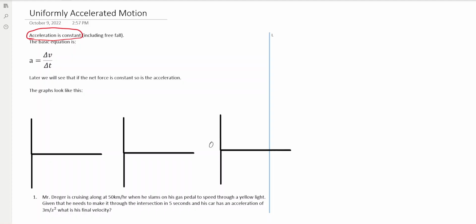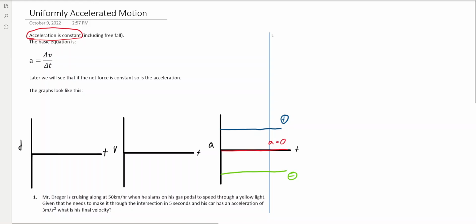If this is our acceleration versus time graph, this is our velocity versus time graph, this is our displacement versus time graph, then we should start with acceleration because acceleration is constant. Now, it could be that acceleration is constant and it is positive. It could be that acceleration is constant and it's zero. Or it could be that acceleration is constant and it is negative. So negative, positive, and acceleration equals zero. Those are our three situations.